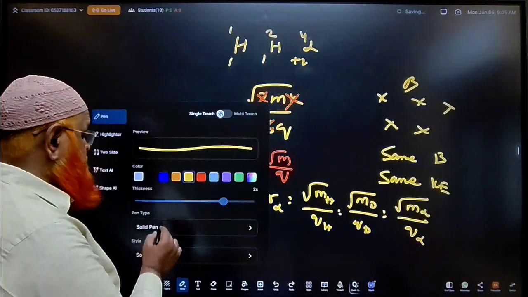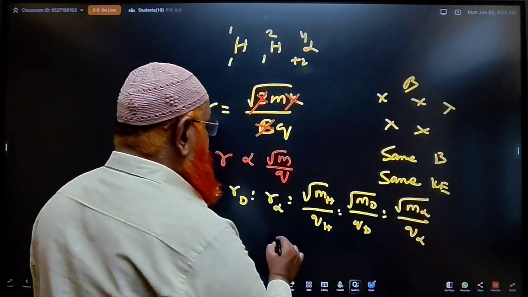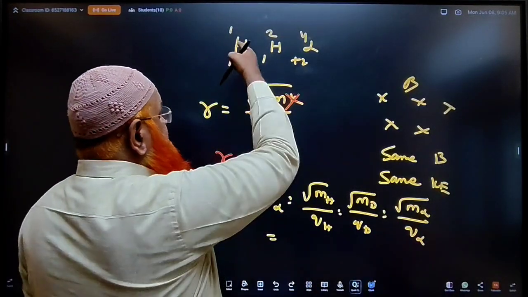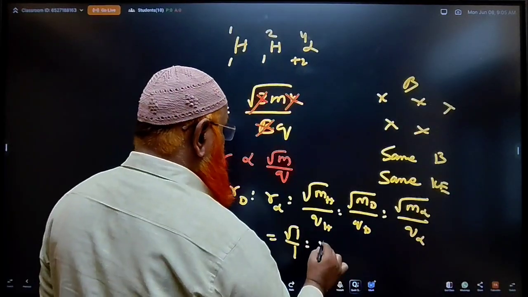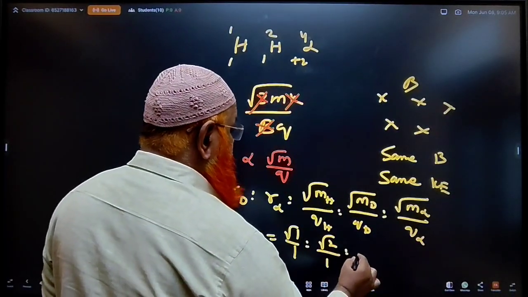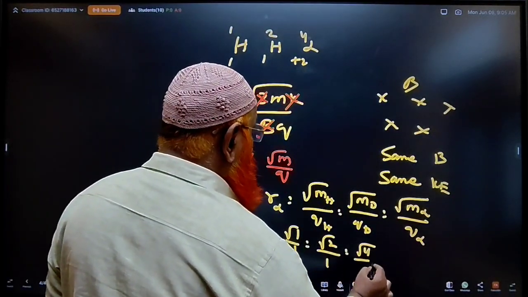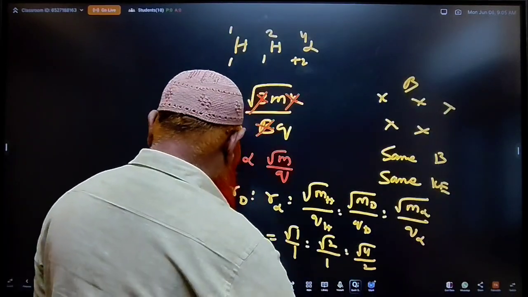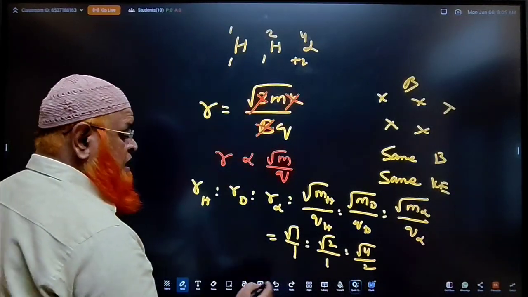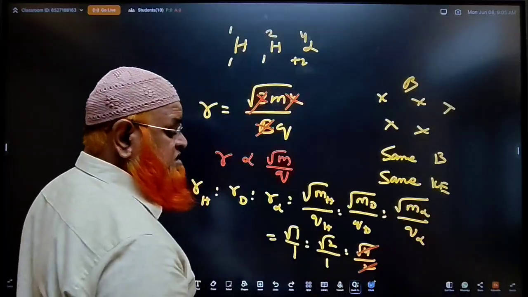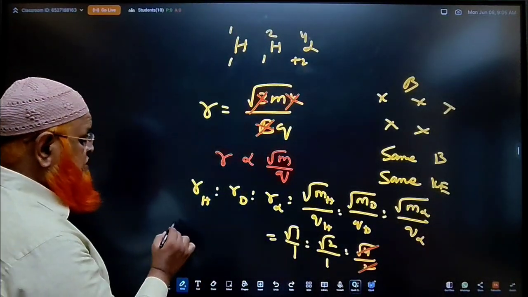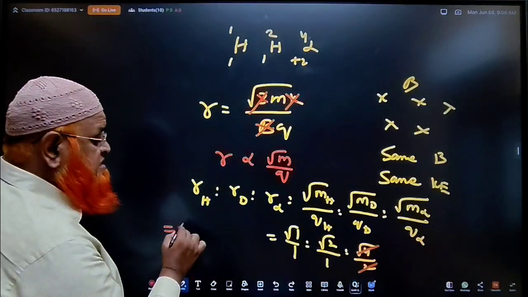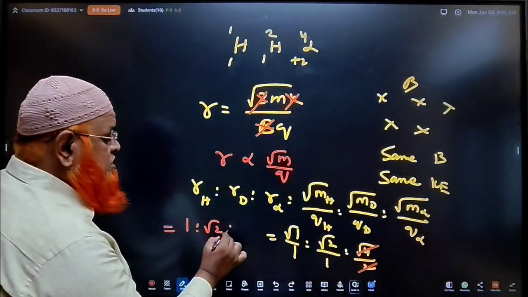So what is the simple method to solve this problem? Root m of hydrogen is root 1 by 1, deuterium is root 2 by 1, and alpha is root 4 by 2. Here root 4 is nothing but 2, so the 2 gets cancelled, and 1 remains 1. Therefore, the ratio is 1 is to root 2 is to 1.